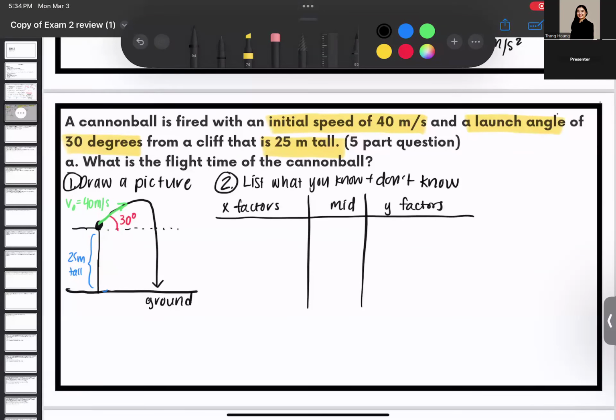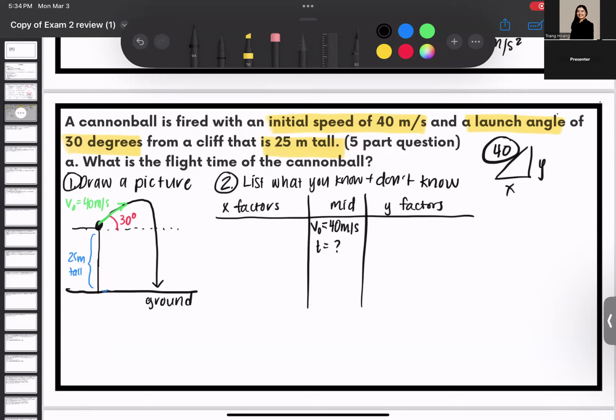So your X factors, let's start with what they give us. They gave an initial speed of 40 meters per second. This initial speed is not an X, it's not a Y. It's a resultant, right? Remember when we're talking about a triangle, this is our resulting velocity. We aren't talking about our X or our Y, but we do need to find these components likely. So our mid, initial velocity, is equal to 40 meters per second. And our time, we don't know yet, and that's what we're trying to find out.